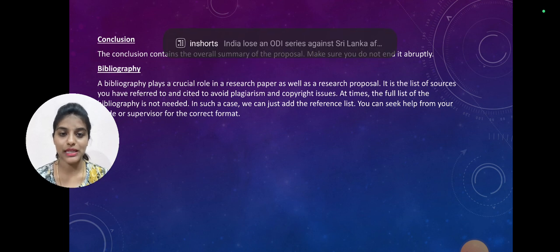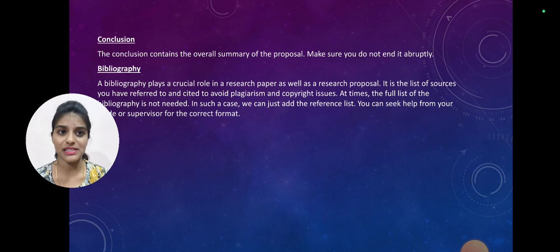And bibliography is nothing but the sources from which you have collected the information. For example, if you have collected the information from the internet, which site or university website you have taken it from, or any of the books. If you have collected the information from any of the books, the name of the author and the name of the book has to be mentioned, so that it will be helpful for the supervisor or any other person who is looking into the study, and it will be helpful for him.